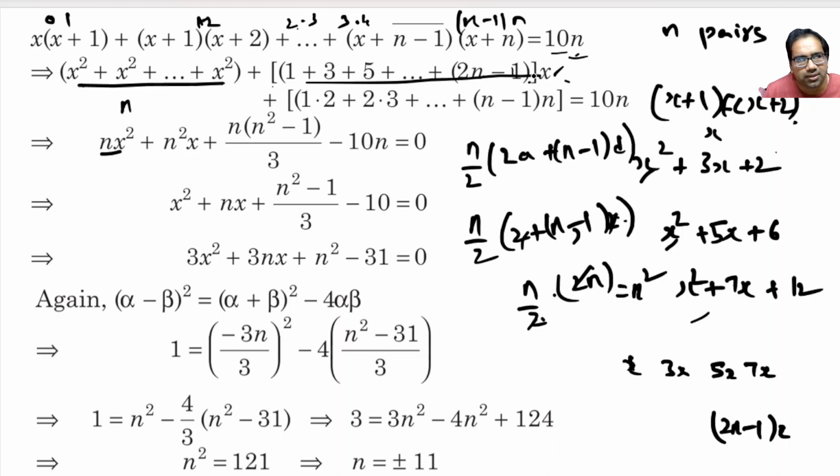So this term becomes n square x. This is this. Now we have 1 into 2 plus 2 into 3.